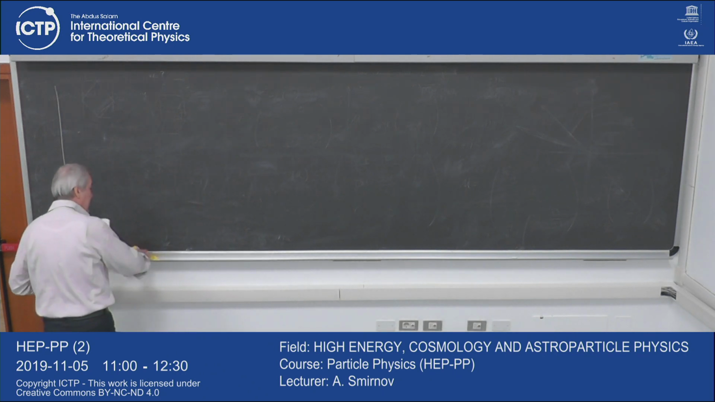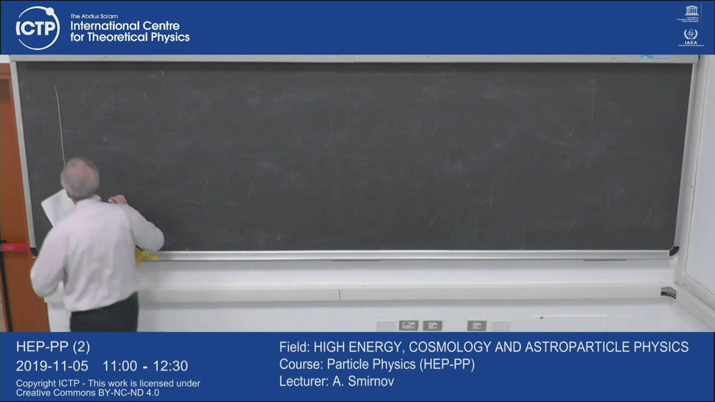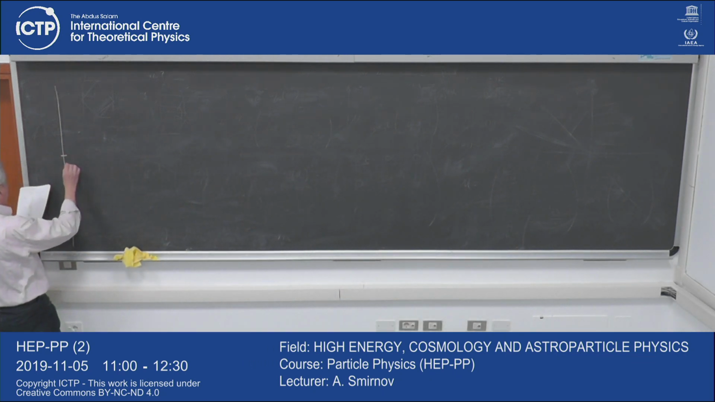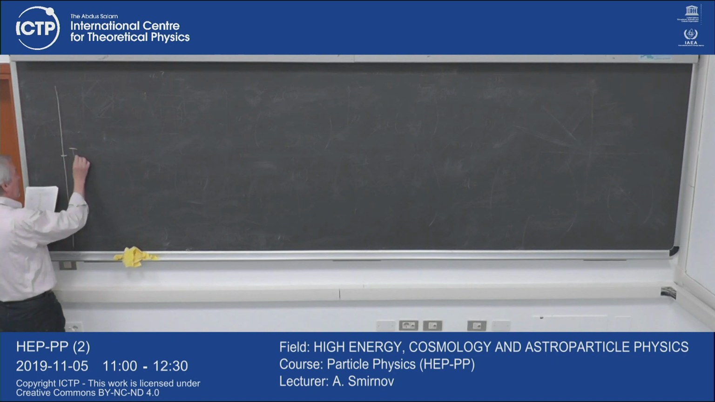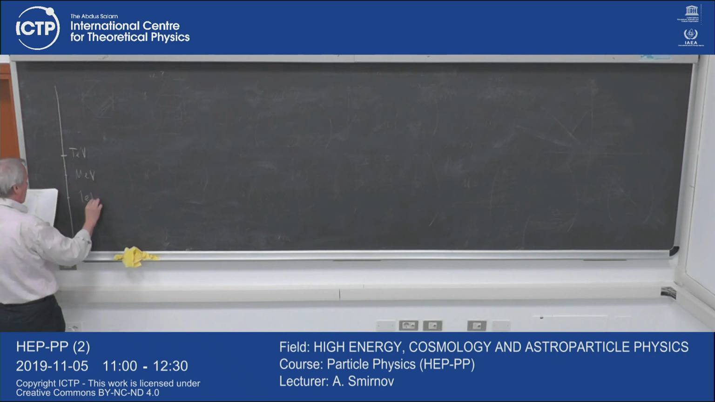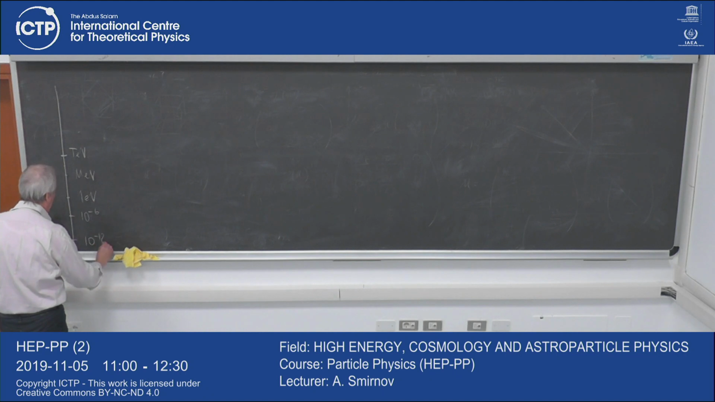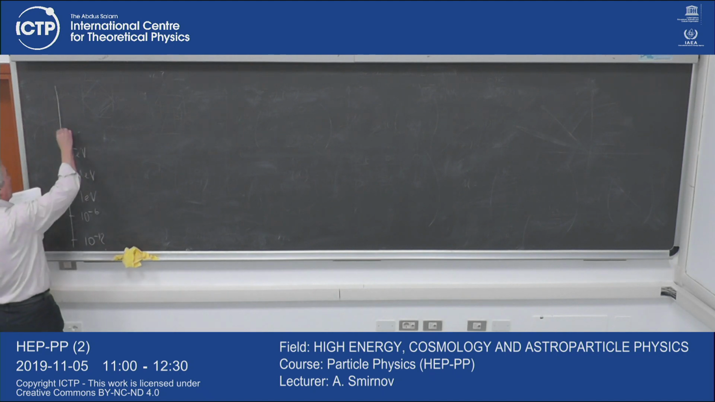So remember, we had this huge number of scales. Let me remind that we had here the TeV scale, where the LHC is sitting. Then let me put here MeV, which is 6 orders of magnitude. Then it is 1 electron volt. Then 10 to the minus 6, 10 to the minus 12, and so here we go up. This is E, electron volt.